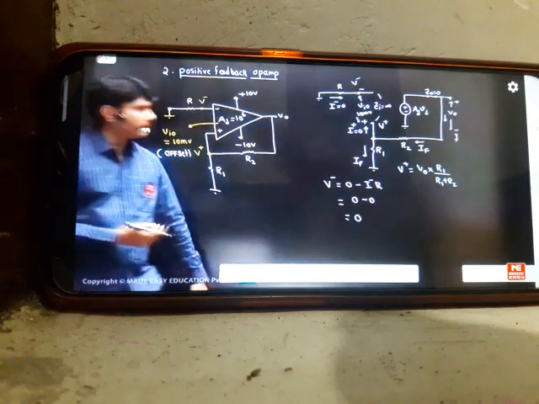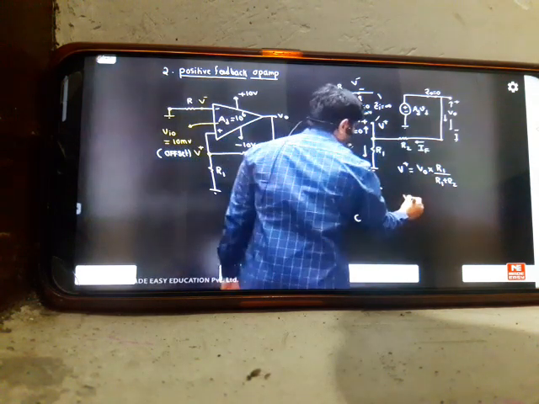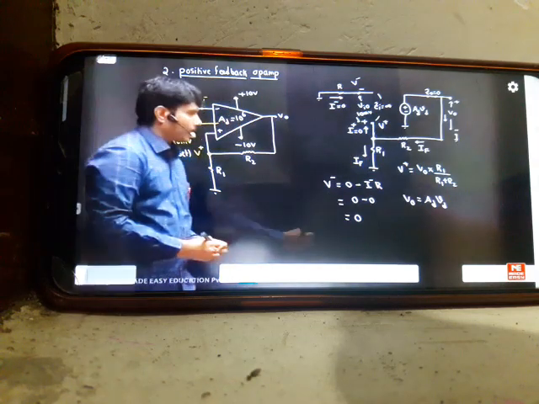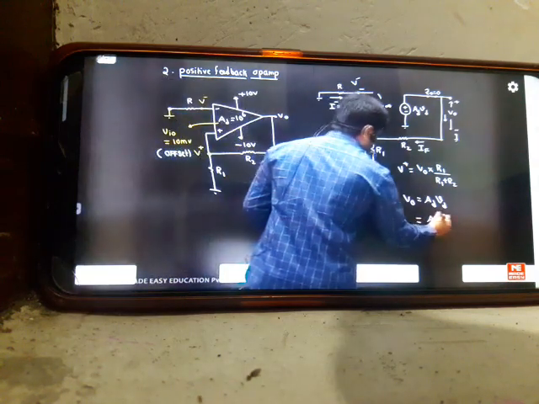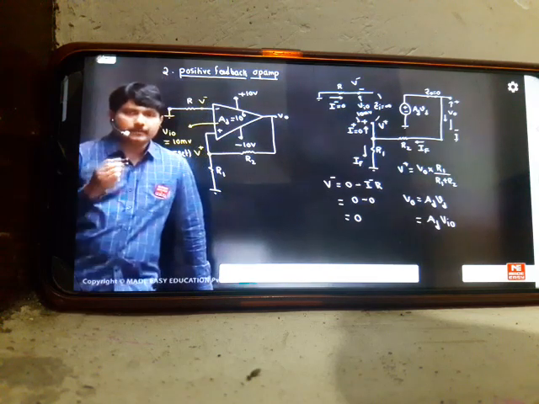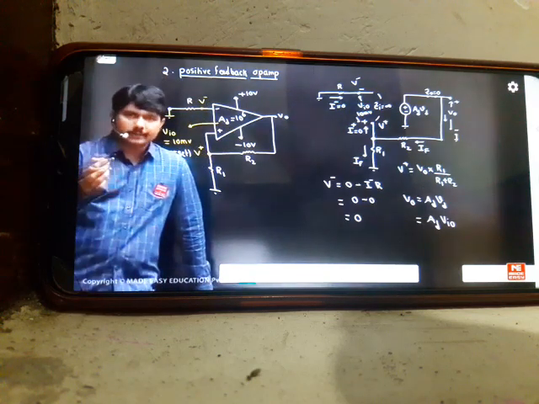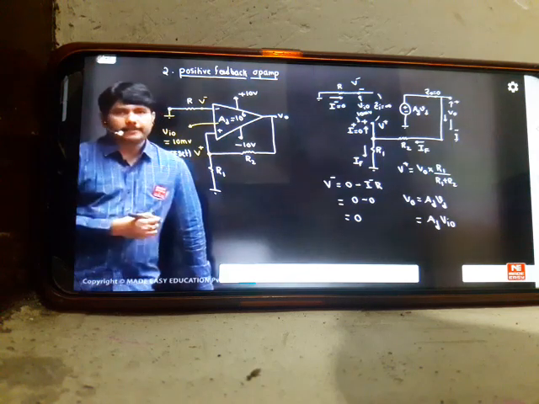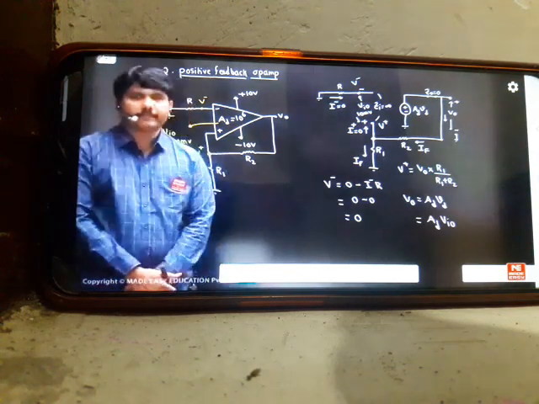But what is V0? If anybody asks me the V0 formula, your output voltage is AD into VD. But AD is AD only, and VD became VIO. What the person wants to tell is, if there is no input given externally to the op amp, your input will become the input offset voltage. If externally you have given some input, that will become your VD. External VD will be there, internal VD will be there. I have taken internal VD for the study purpose.